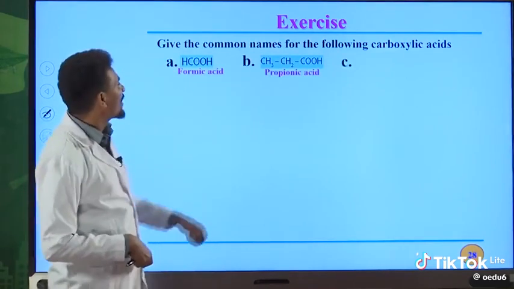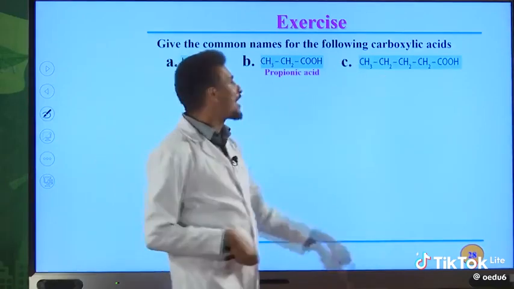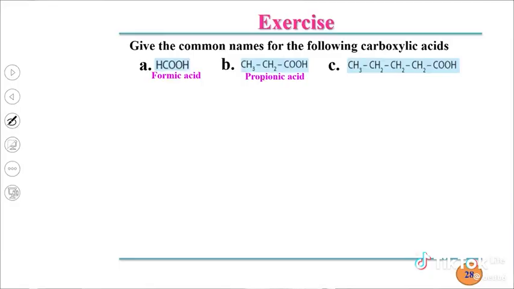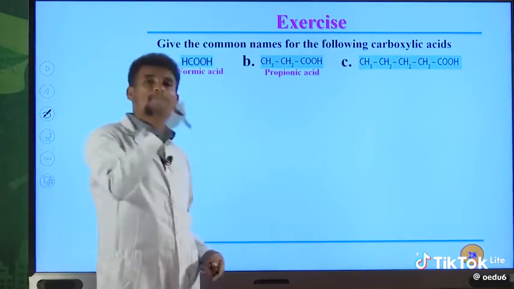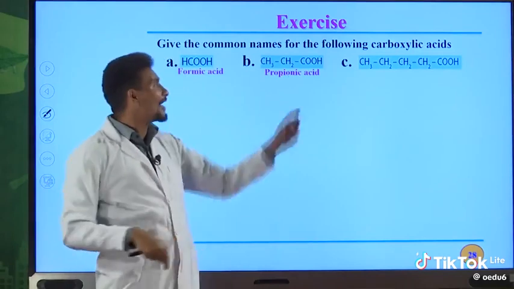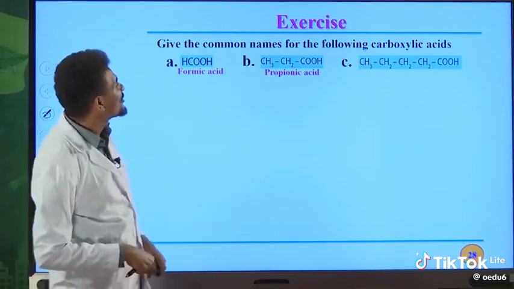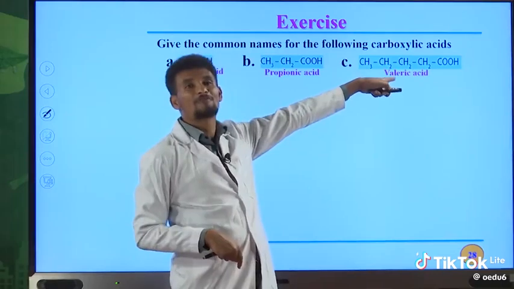Another example, a carboxylic acid that contains 5 carbon atoms in its molecule: 1, 2, 3, 4, 5. Its common name is valeric acid. It is found in valerian herbs. That's why it is named valeric acid. Valeric acid is the common name for the acid that contains 5 carbon atoms.